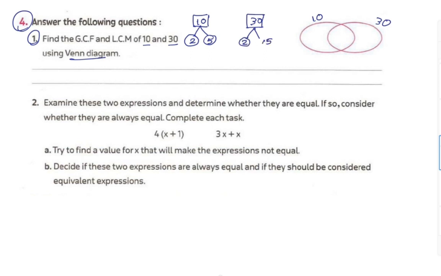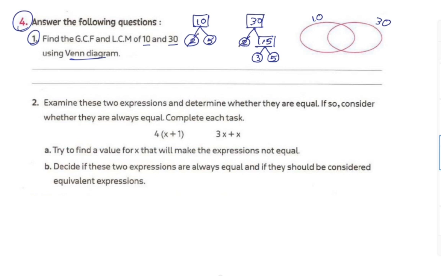But 2 is prime, and 15 is not prime. So I will factorize 15. 15, 2 times what equals 15? No 2. But I can start with 3. 3 times 5 equals 15. 3 is prime and 5 is prime. Now we finished the prime factorization of 10 and 30. Now, where are the common factors?